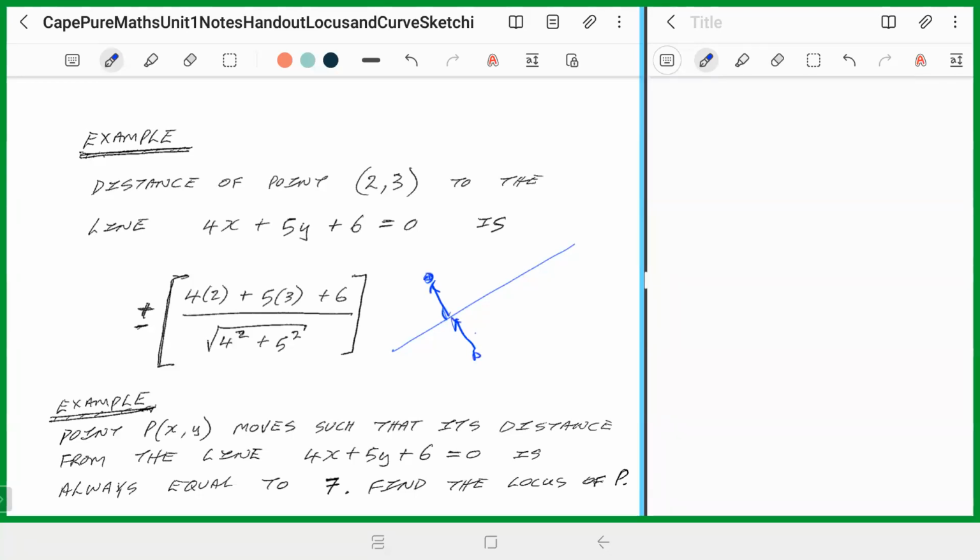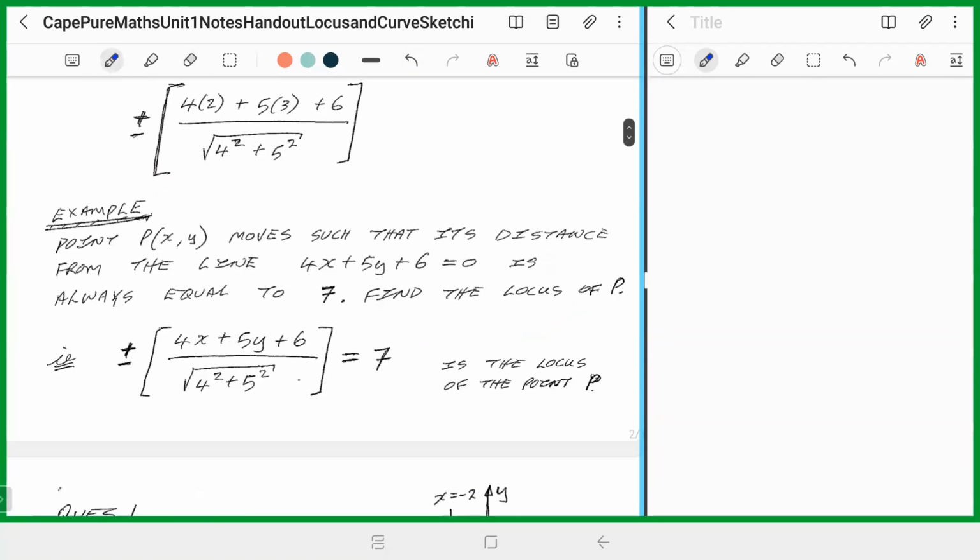On this side. So to account for the point being on either side, we could put the plus or the minus. It will work itself out. And so that will cause it to get 2 lines, one up here and one down here. 2 lines. All right? In this example. It's another example here.